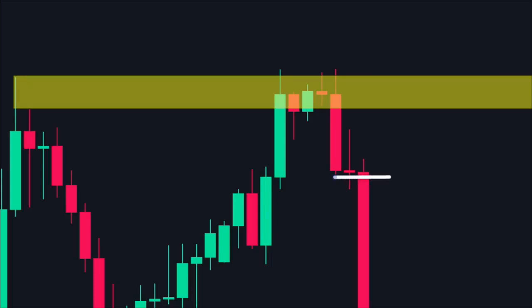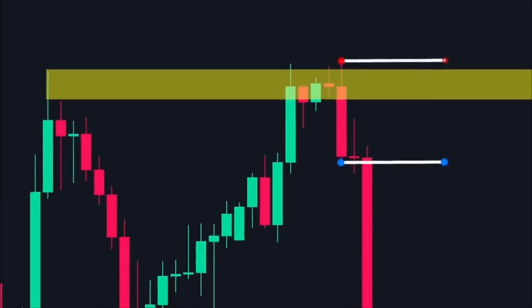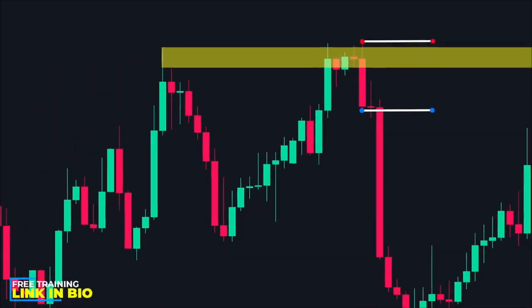So we place a sell trade at this candle's low and set our stop loss above the high. For our targets, we can target these 2 lows. And as you can see, the price achieved our targets.